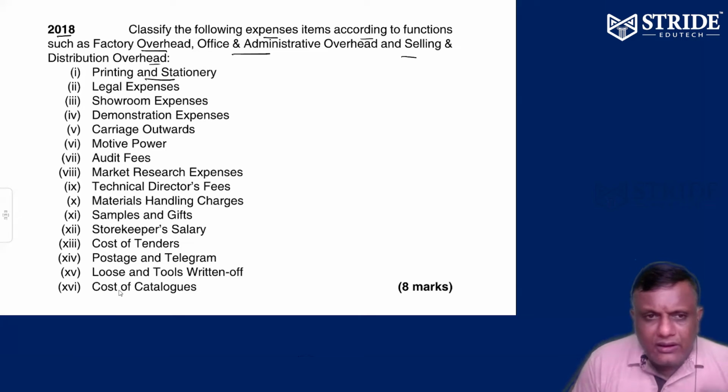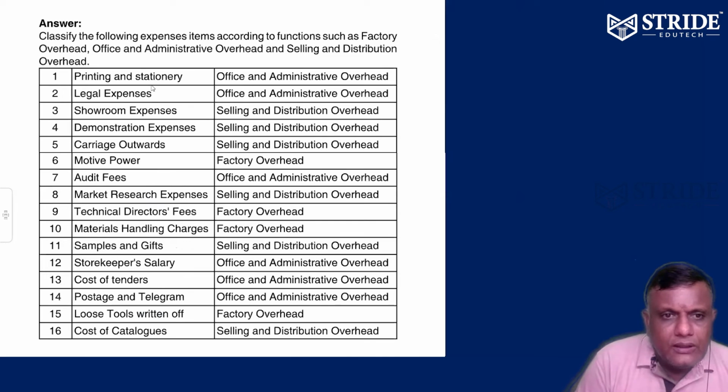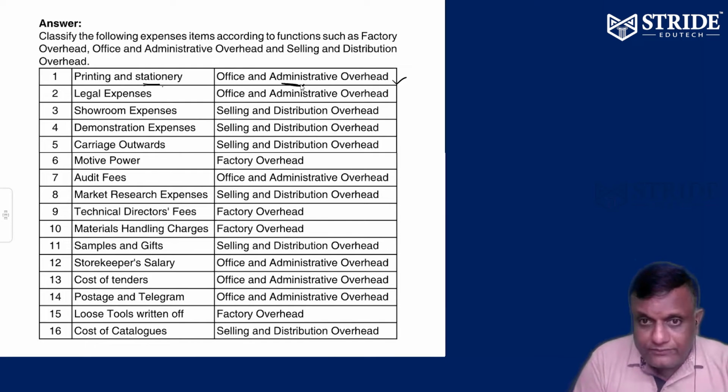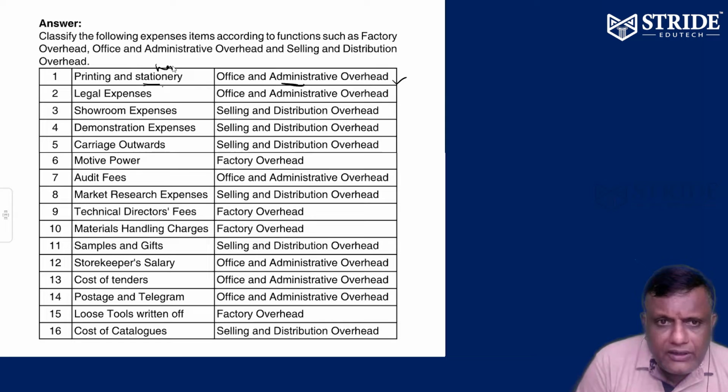Generally, printing and stationery, office also we need, sales also we need. It depends, but you can give some assumption. So printing and stationery, nothing is given. Office related expenses. So printing and stationery related to office and admin. Sales department also needs printing. Office also needs printing. Nothing is given, general expenses. General printing means office and administrative overheads.